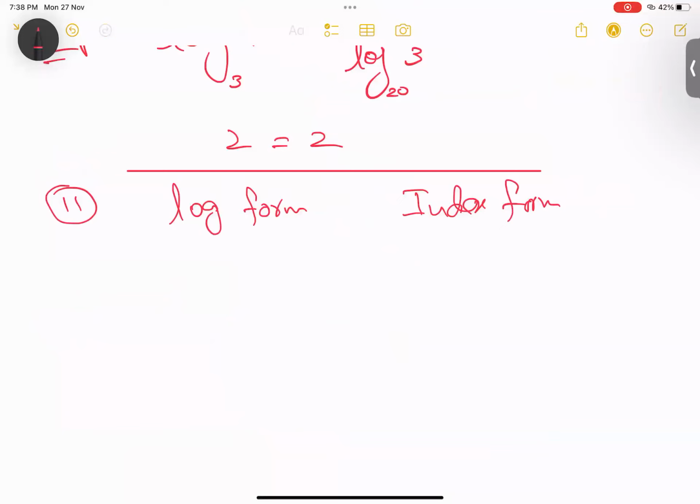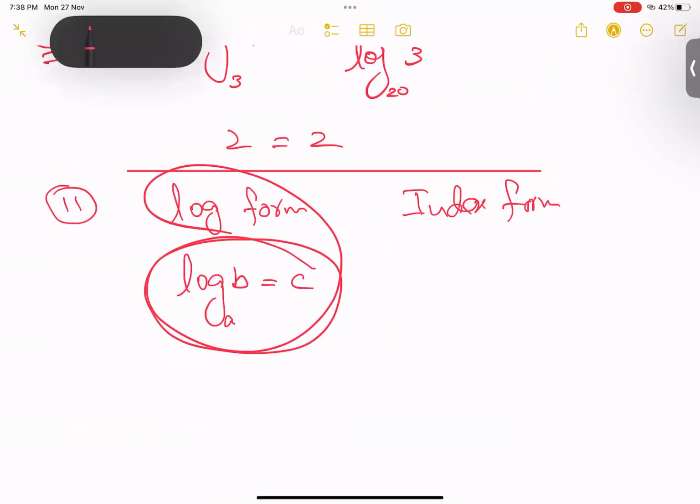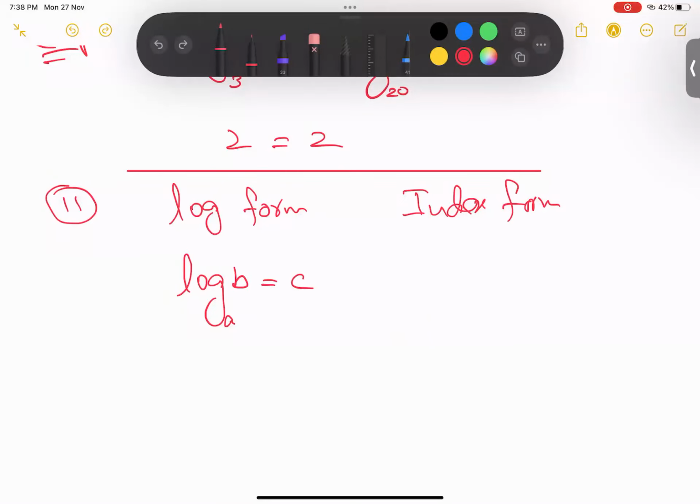Okay, for example, if you have a logarithm, log A base B equal to C. This writing style is called log form. Why? Because log is involved. But if the question says to convert into index form, index form is the one in which log is not available. I want to get rid of the logarithm. How to convert it?